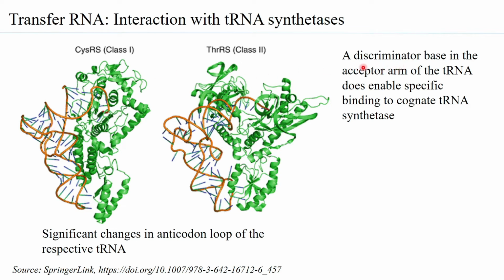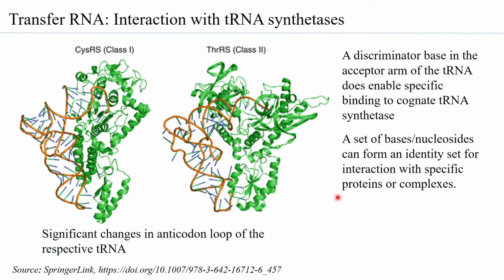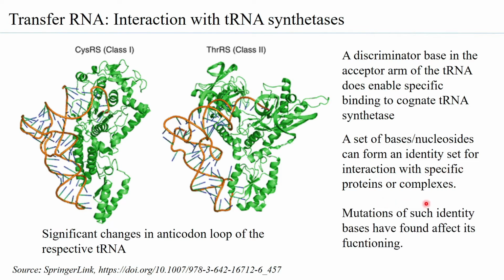So for example, let us say the acceptor arm can have a discriminator base, and this discriminator base allows the tRNA to bind to only a specific cognate tRNA synthetase. So as mentioned, a set of bases or nucleosides can form an identity set for interaction with specific proteins or complexes. Mutations of such identity bases have effects on its functioning. So when you mutate those specific bases, you will immediately find that the function is changing.